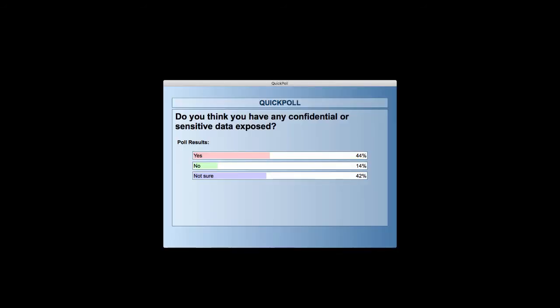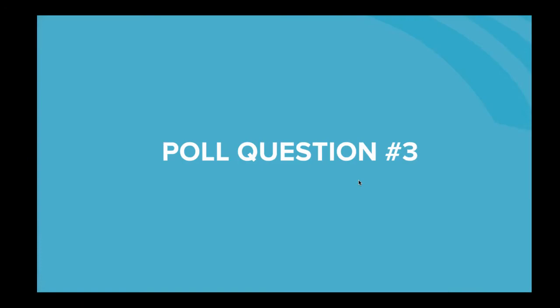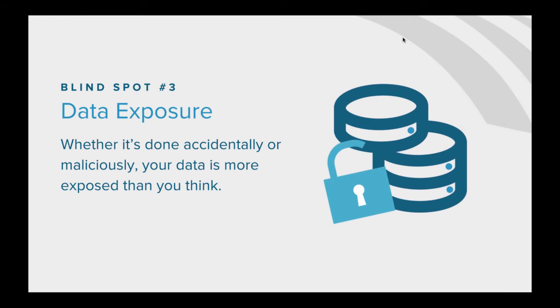So here, you're seeing, we're talking about well over 80%. My guess is I would drop the not sure into the yes category. We're talking about 80 something percent who have confidential or sensitive data shared and exposed. So this is definitely, and for a lot of reasons, the third, and I wouldn't necessarily say in this order, but this is the third big blind spot that I would say is the most dangerous.